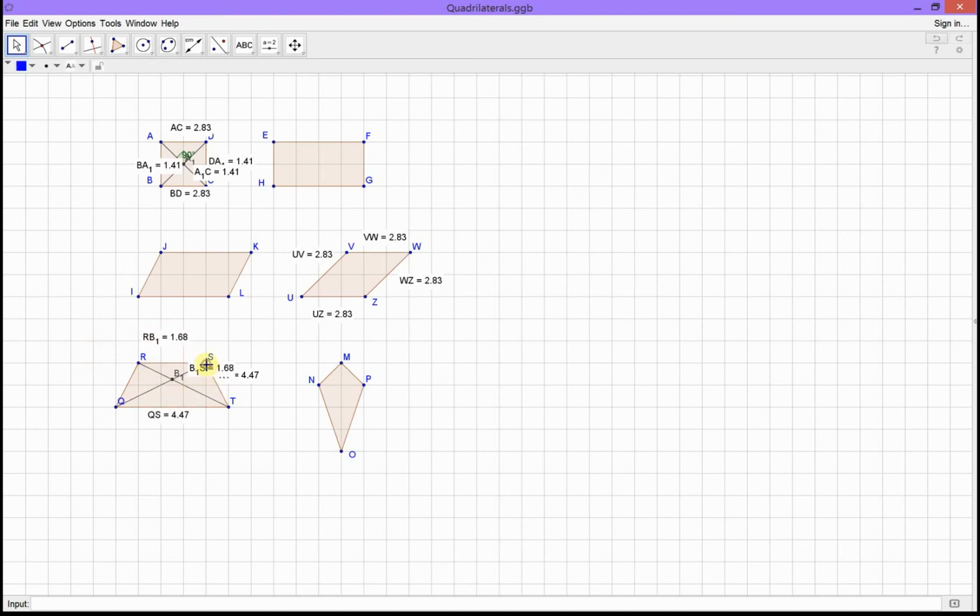Oops, we don't want to take that point away. And from the middle to S is 1.68 centimeters. So these two pieces up here are equal. The bottom two pieces you can show are also equal.